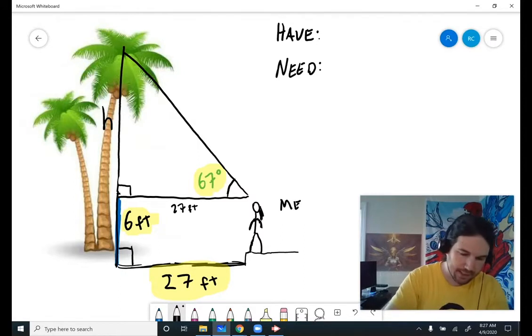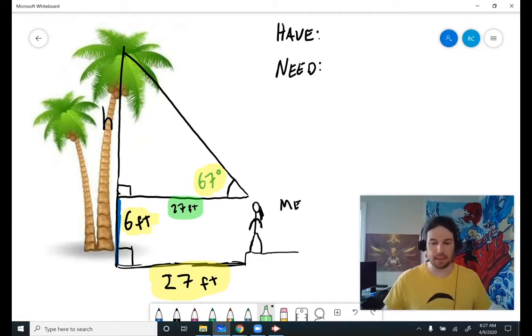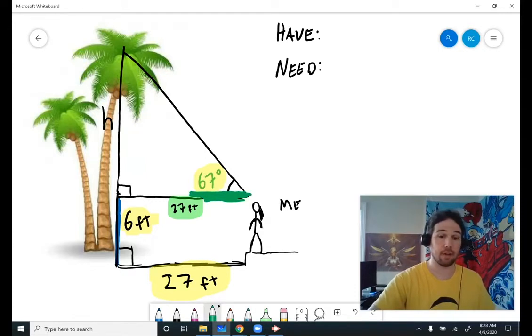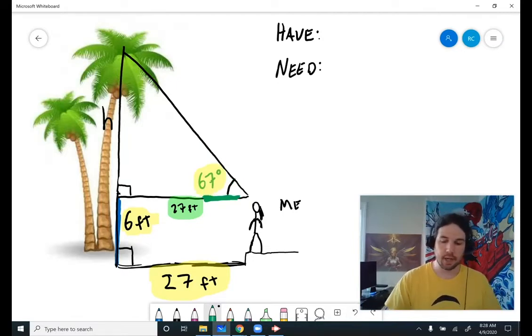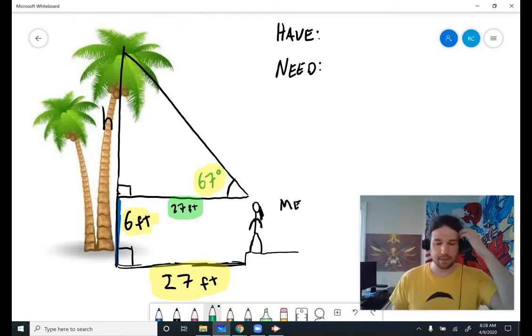So from this 67-degree angle, it looks to me like what we have is this 27-foot adjacent side. I'm sorry, adjacent leg. I keep saying adjacent side, but I really need to be saying adjacent leg, because this 27 feet is adjacent. It is next to the 67-degree angle, but the hypotenuse is also adjacent to it. So I need to stop saying adjacent side and start saying adjacent leg.